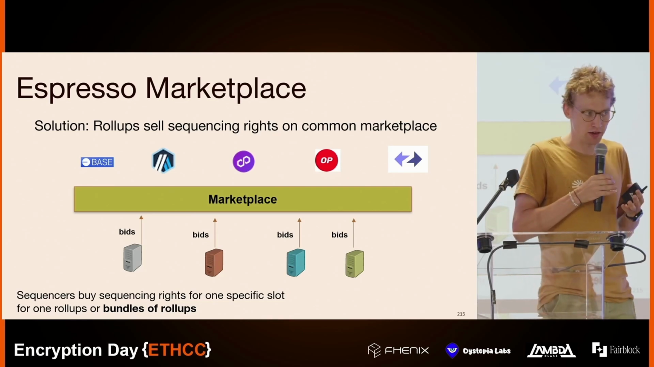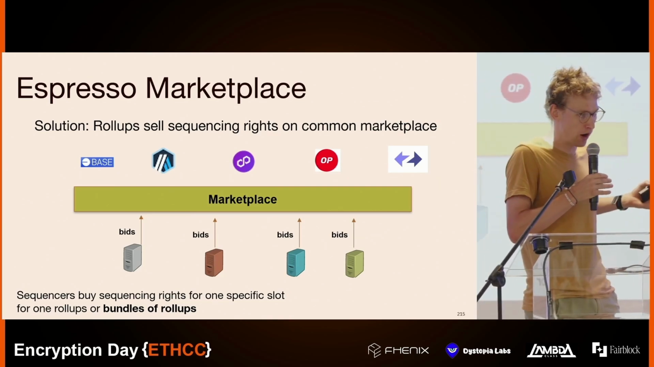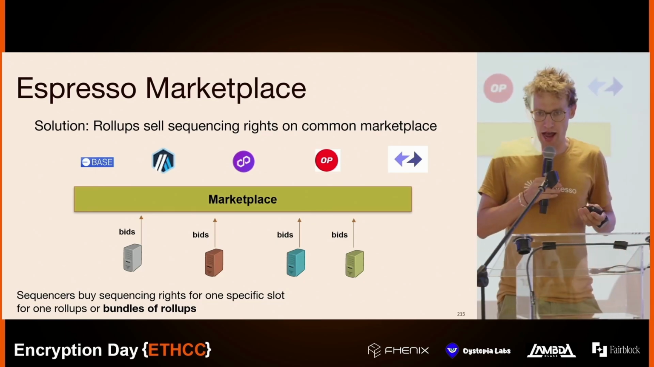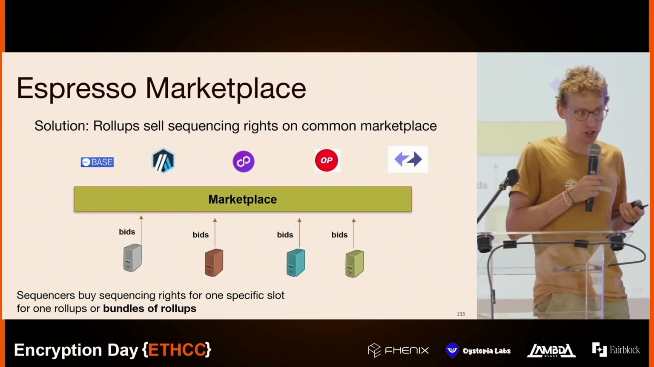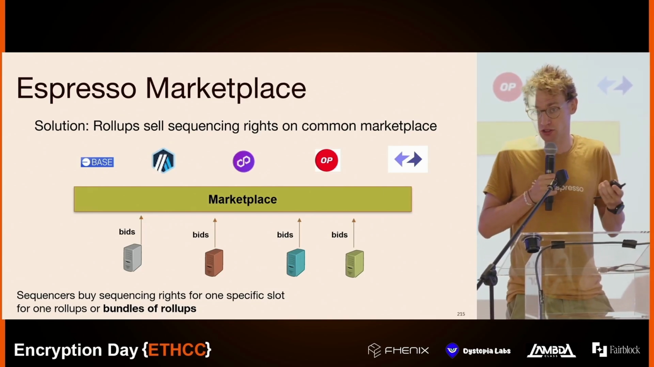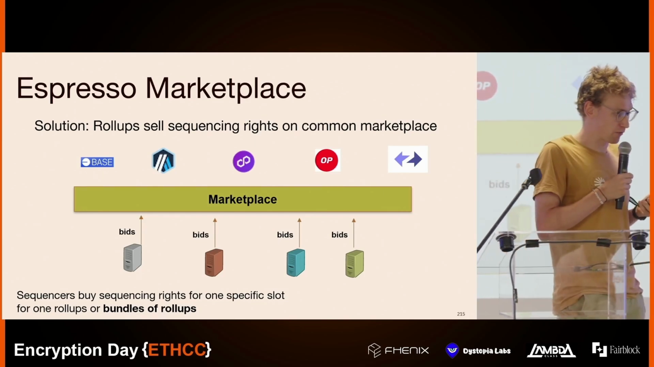That doesn't seem very likely. Is everybody just going to agree on one party to run the sequencer? Also, that would lead to a high level of centralization where this one sequencer has all of the control, so it can, for example, censor transactions. So can we do something better than that?